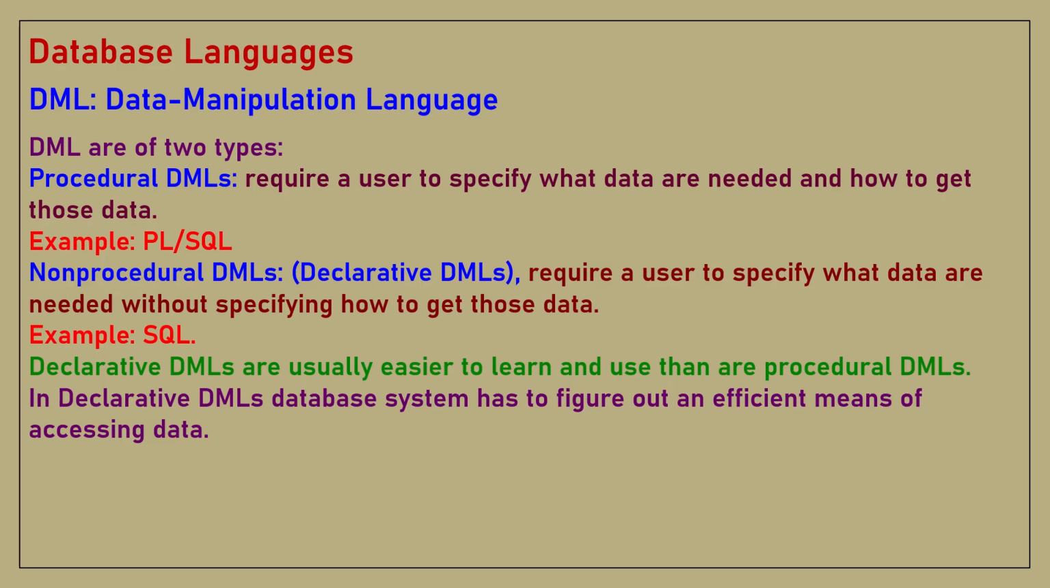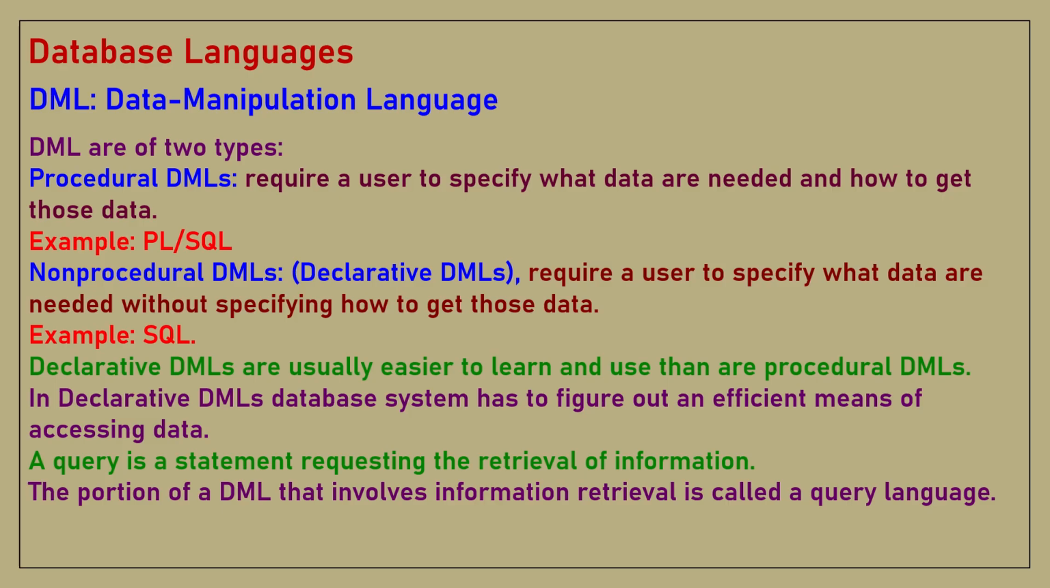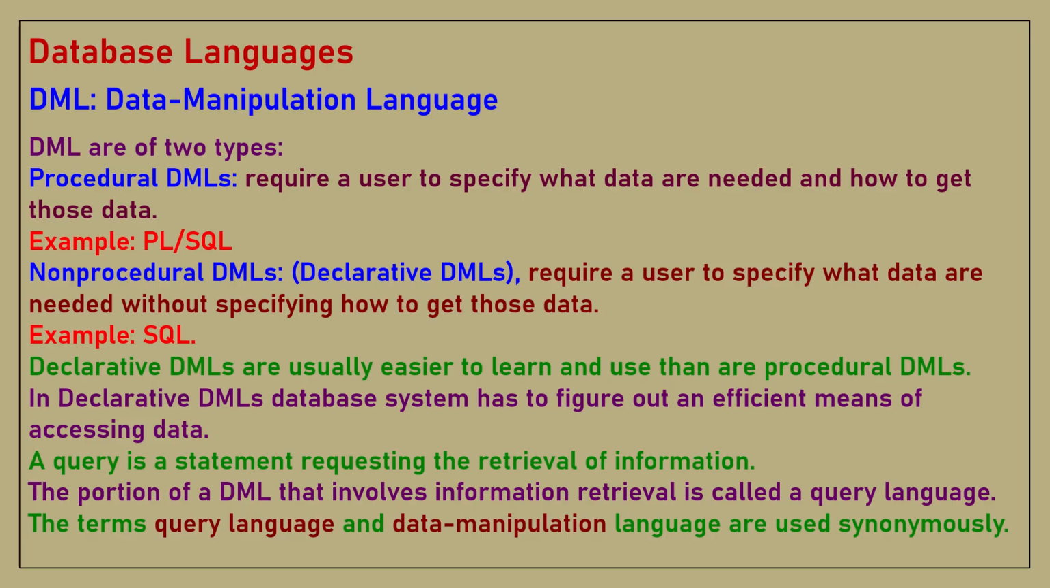However, since a user does not have to specify how to get the data, the database system has to figure out an efficient means of accessing data. A query is a statement requesting the retrieval of information. The portion of a DML that involves information retrieval is called a query language. Although technically wrong, the terms query language and data manipulation language are used synonymously.